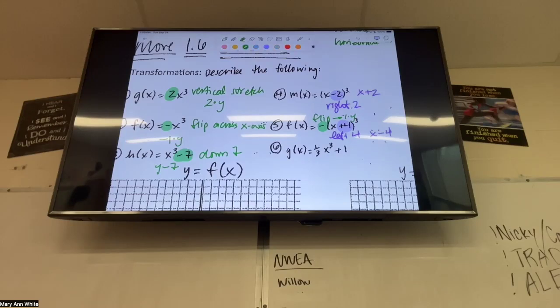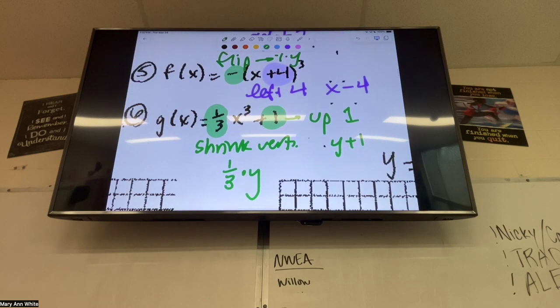What about on the next one, that 1/3, what does that do? It shrinks it vertically. It's like doing 1/3 times all my y's. And then what does that 1 do? Up 1. That's like y plus 1. When I do my 1/3 x to the third plus 1, am I doing the 1/3 to all my y's first, or the 1? The 1/3. We're going to multiply first.